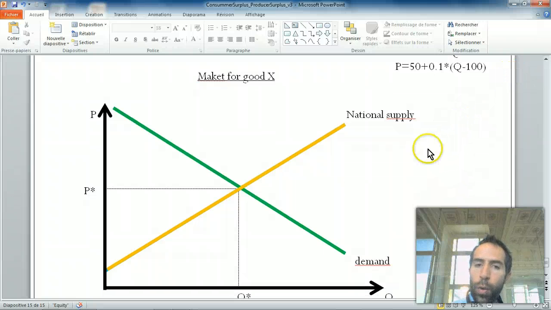Well, first of all, when we compute the consumer and the producer surplus, we will only bother about the Canadian one. We don't pay attention to the Chinese one. We only pay attention to the Canadian one. But still, how do we compute all this?